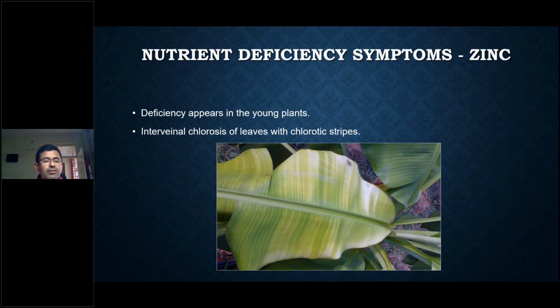Another one is zinc. After magnesium, zinc is very much required for the plant. Again, this symptom also appears in the young leaves. Magnesium, potash, and phosphorus deficiencies all start from the old leaves, whereas iron, sulfur, calcium, and boron deficiencies start from the young leaves. Interveinal chlorosis of leaves with chlorotic stripes is the typical symptom of zinc deficiency.